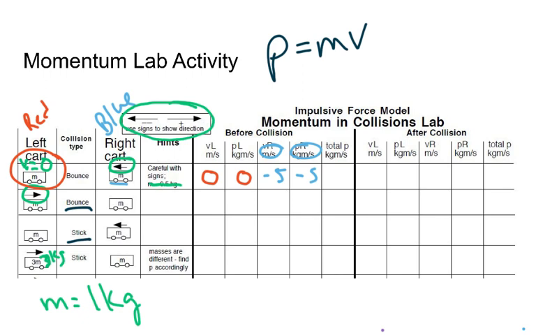So negative 5 momentum, since it had 1 kilogram of mass. And then the total momentum is just the momentum of the cart on the left plus the momentum of the cart on the right. That gives you your total momentum, just like we talked about in that previous slide. So in this case, my total momentum would be a negative 5.